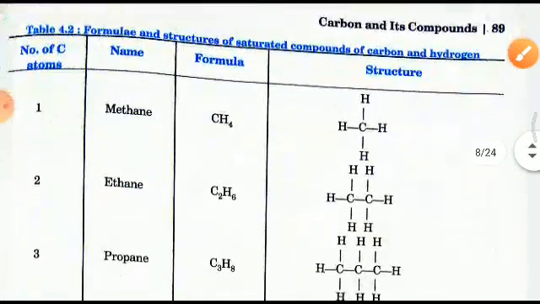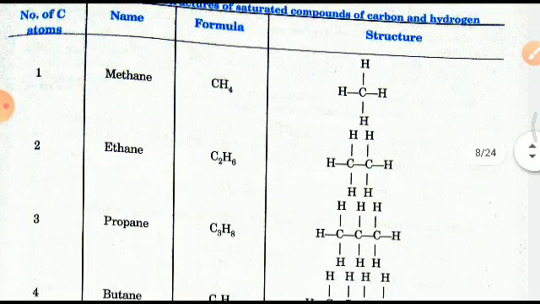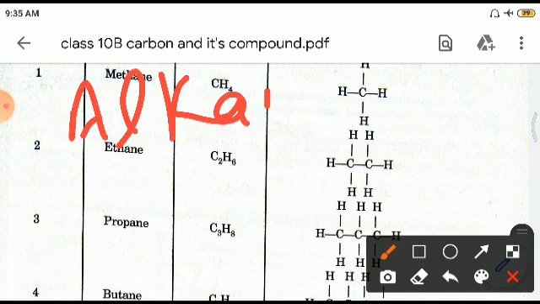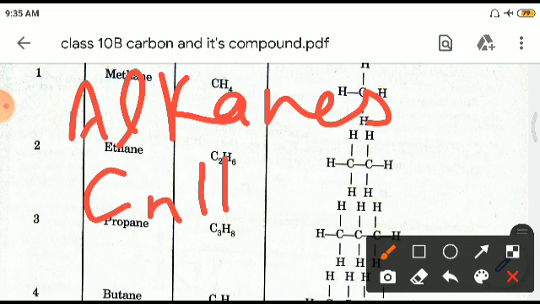Okay, now see, these are the formulas of saturated compounds which are called alkanes. What are they called? Alkanes. I am writing its spelling. They are called ALKANES and their formula is CnH2n+2. This is their chemical formula.